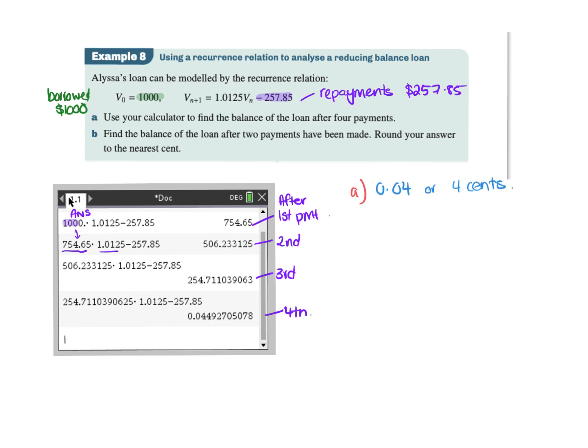And then it says find the balance of the loan after 2 payments have been made. So we can already see that. After 2, we go back here. You can see there's the 2. So the 2 is $506.23.